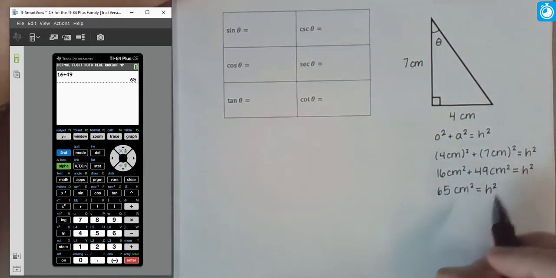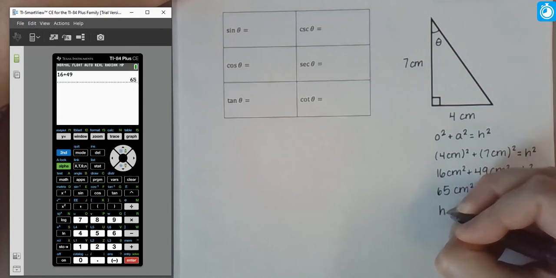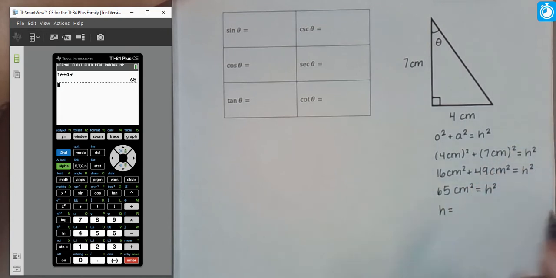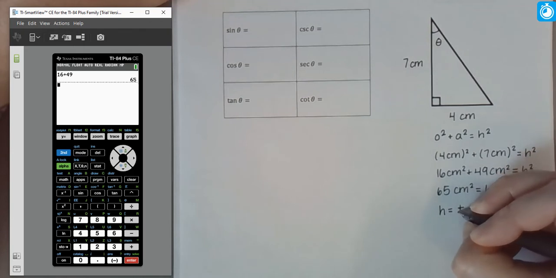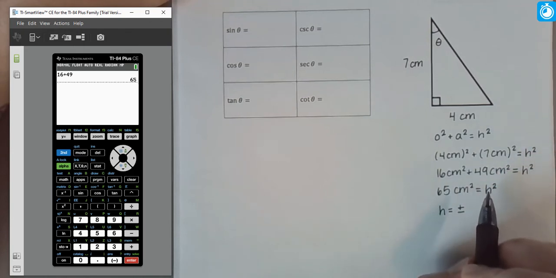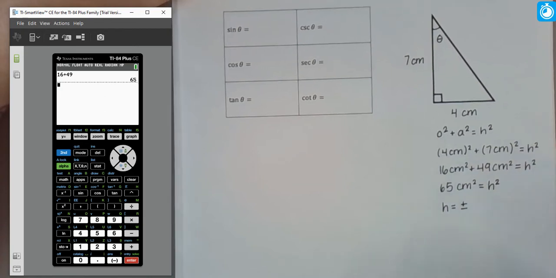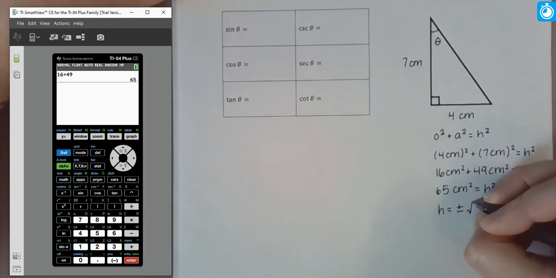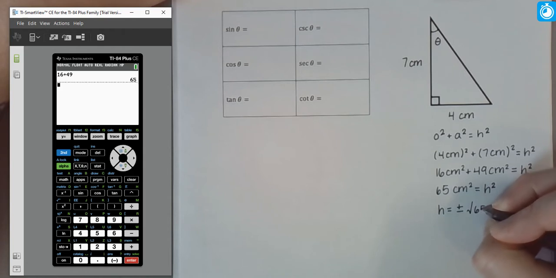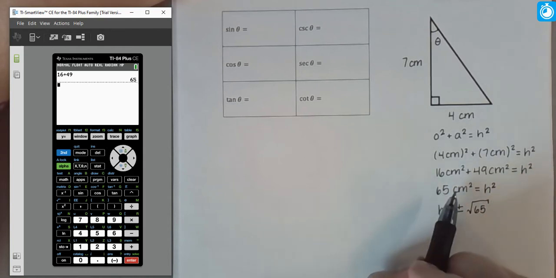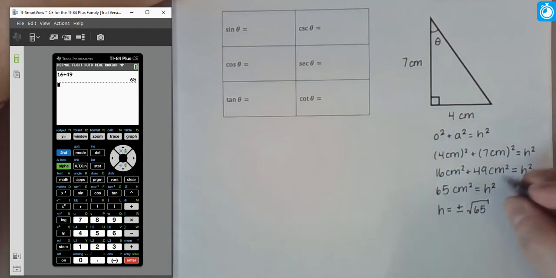Now we need to solve for just the hypotenuse, so we're going to take the square root of both sides, which is going to isolate our h. And whenever we take a square root in an equation, we need plus minus on the other side in order to indicate that both a positive and a negative could be squared to take us back to a positive output. So it's going to be plus or minus square root of 65, and then we also take the square root of our units, so that's going to give us centimeters.